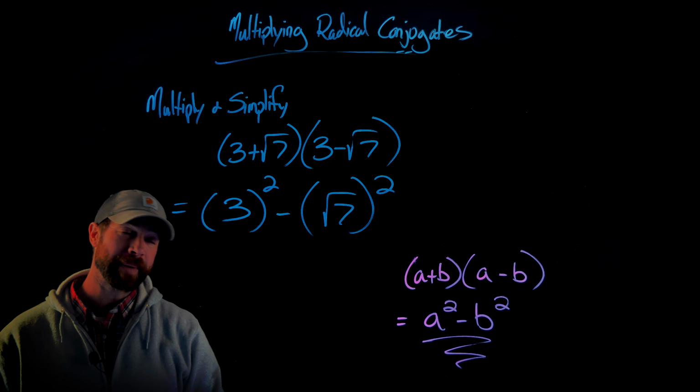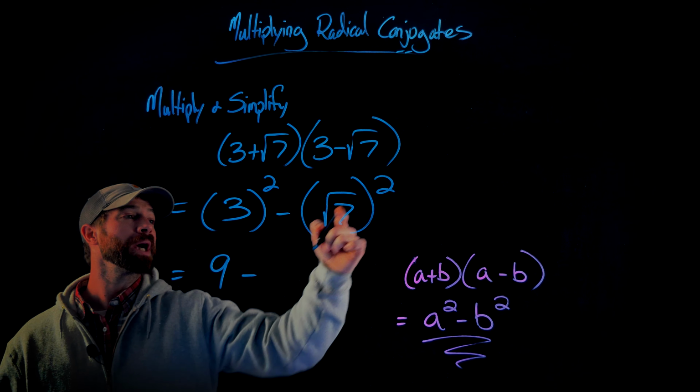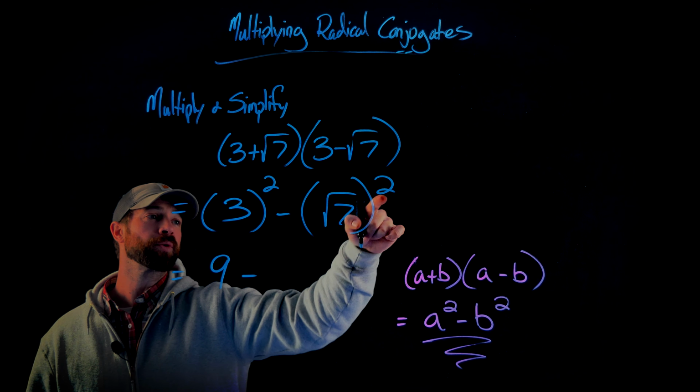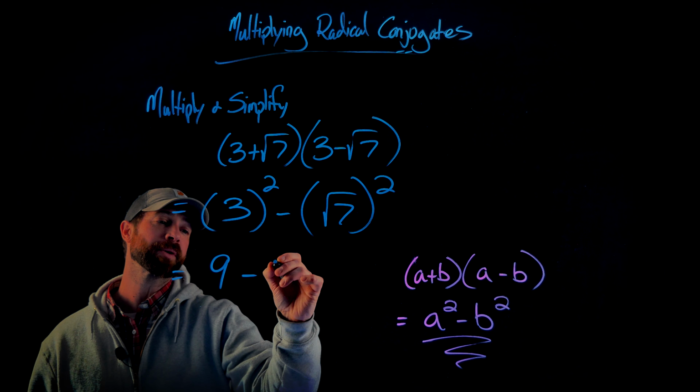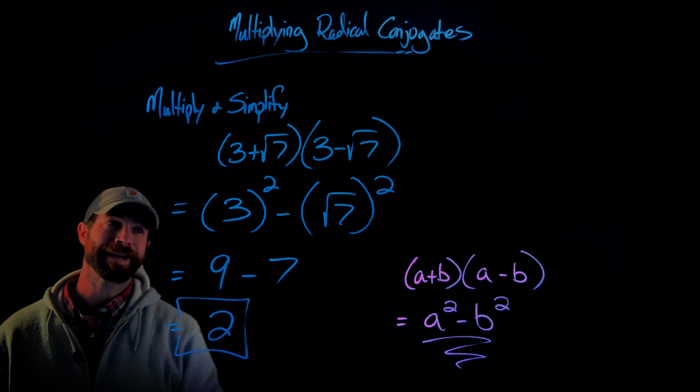The interesting part about this is that when I square the 3, I just get a 9. The interesting part is when I square the square root of 7, the square and the square root cancel each other out, leaving me with just 7 and giving me 2 as a final answer.